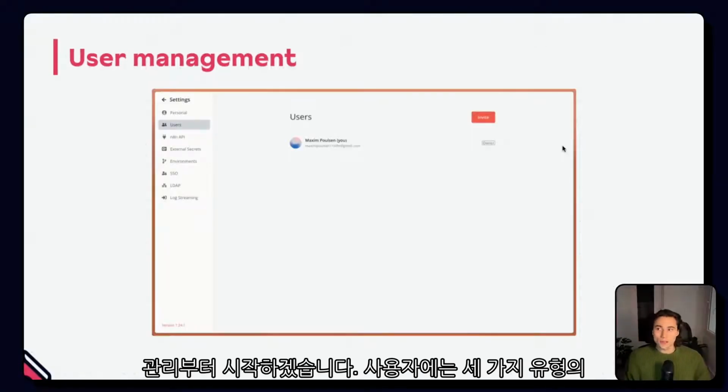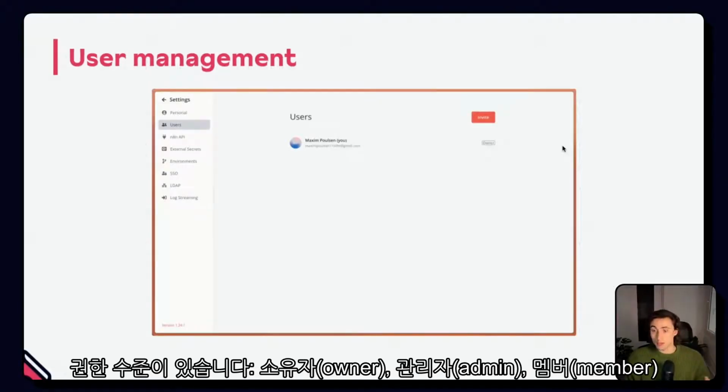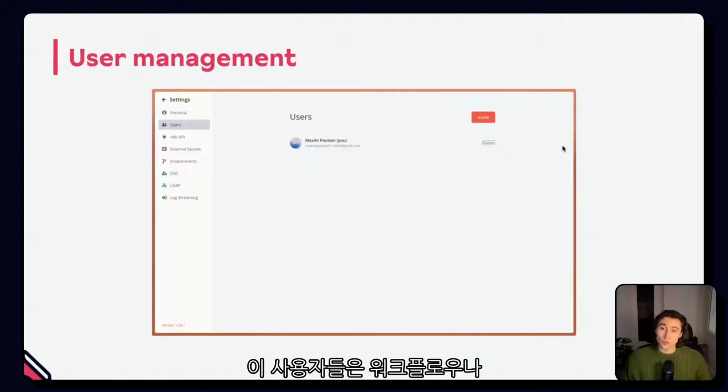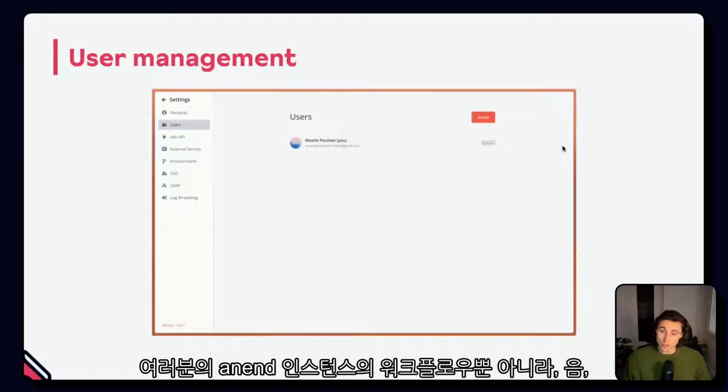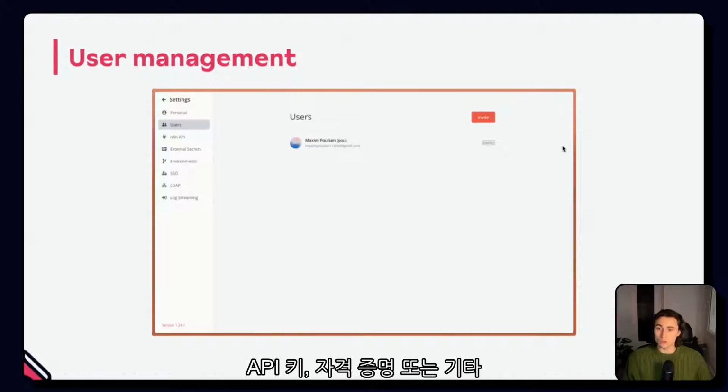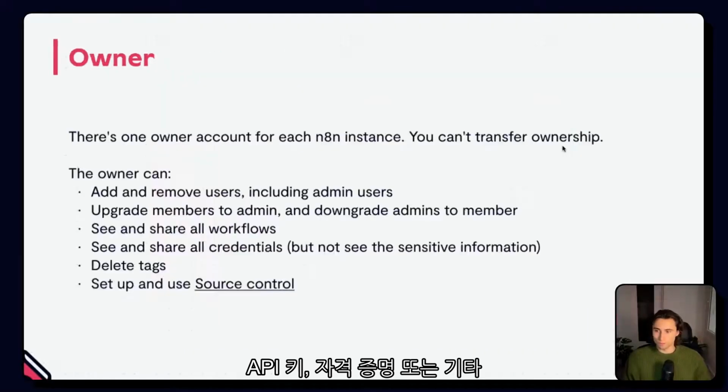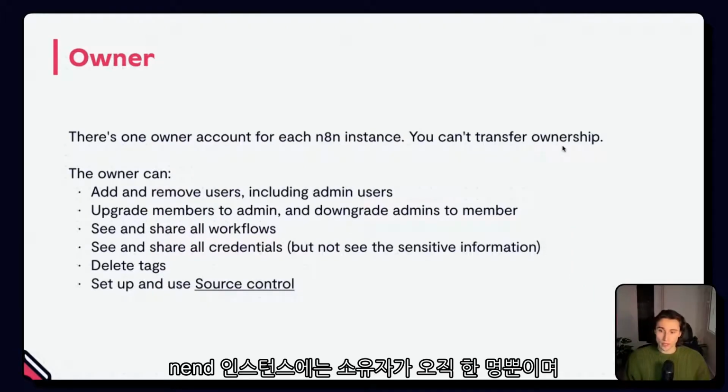There are 3 types of levels of users: owner, admin, and member. These users will have different access levels when it comes to workflows or credentials to ensure that no one has unwanted access to any of the workflows in your n8n instance, but also to API keys, credentials, or any other tools. There's only one owner for every n8n instance.